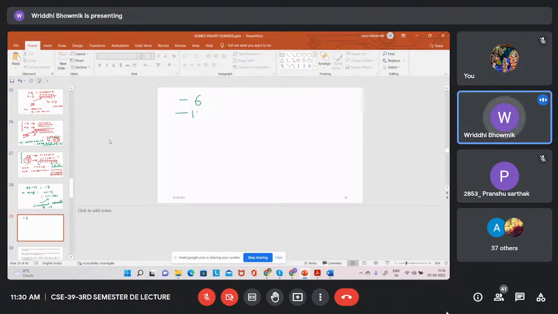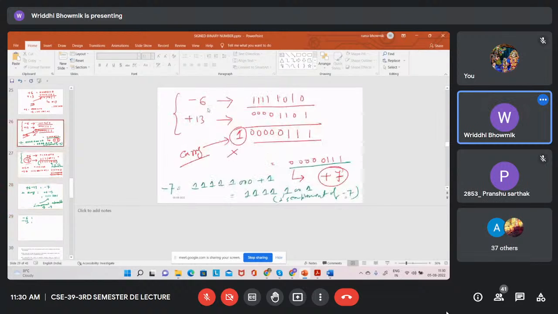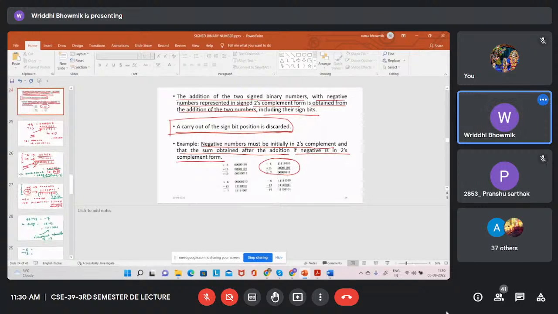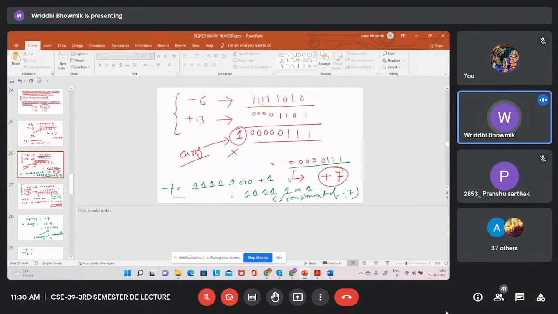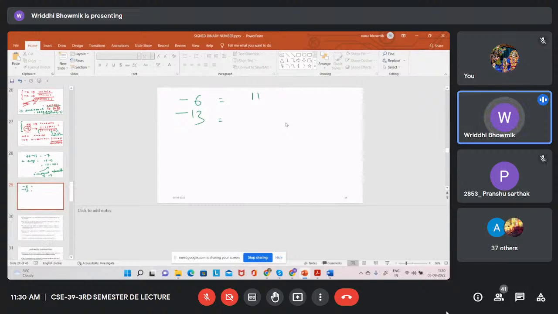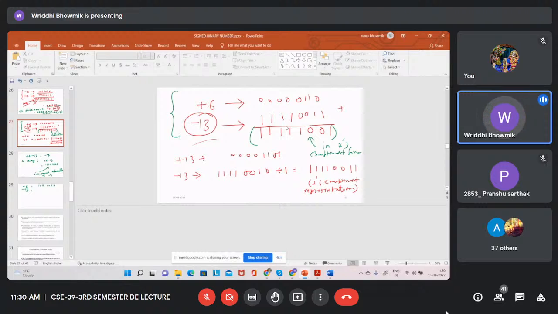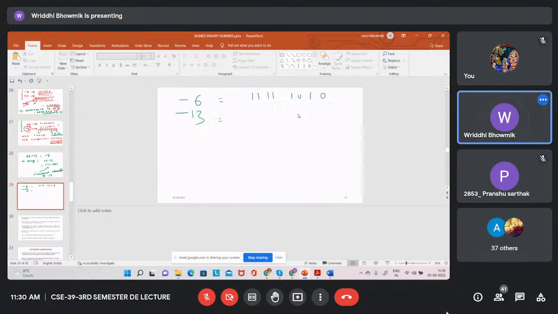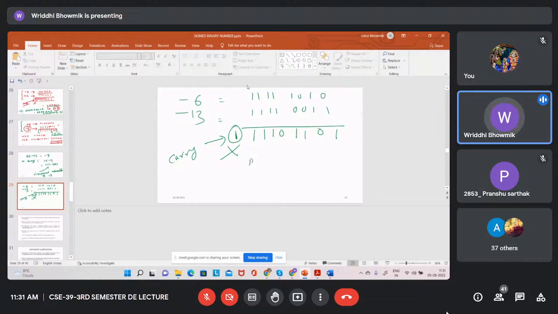Now if you have minus 6 minus 13, then also you add these two. Minus 6 is represented in 2's complement form, minus 13 is represented in 2's complement form. Minus 6 is 1 1 1 1 1 0 1 0, and minus 13 is 1 1 1 1 0 0 1 1. Now you add: you have 1, then 0, then 1, then 1, 0, 1, 1, 1. So this is the carry. So you discard this carry.